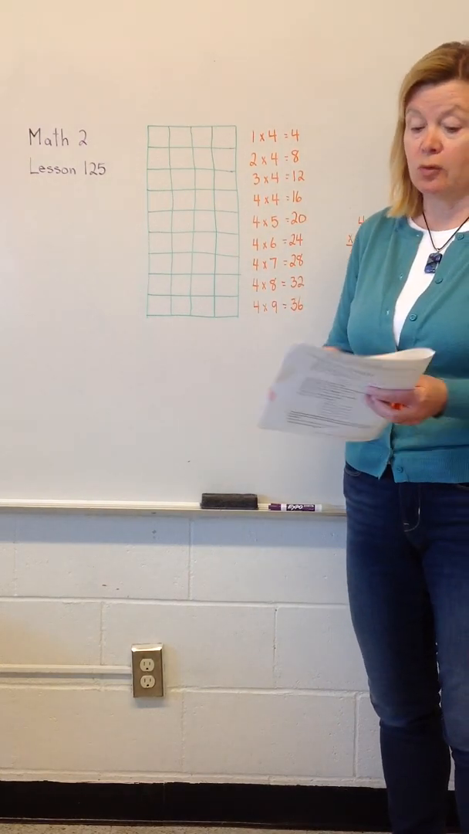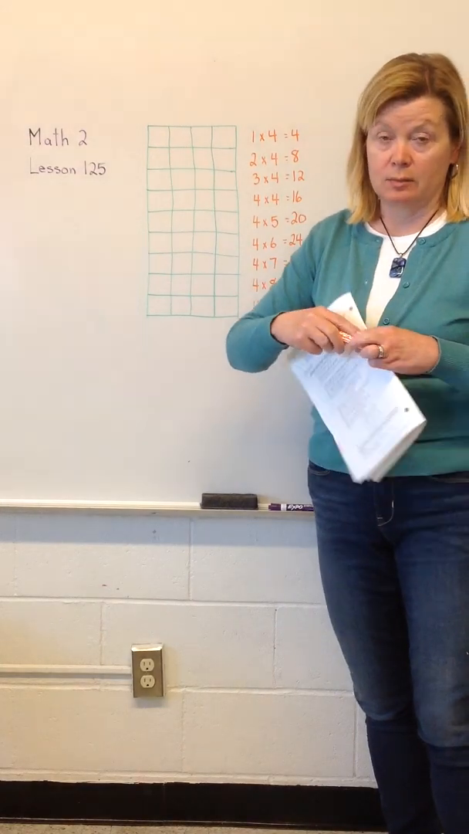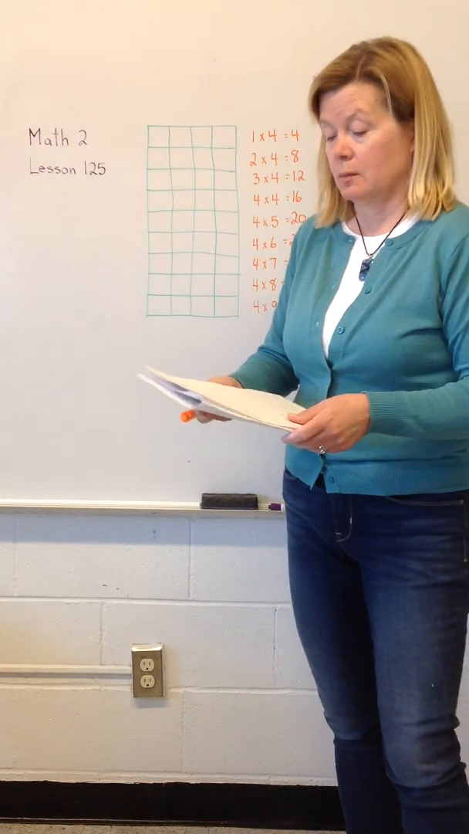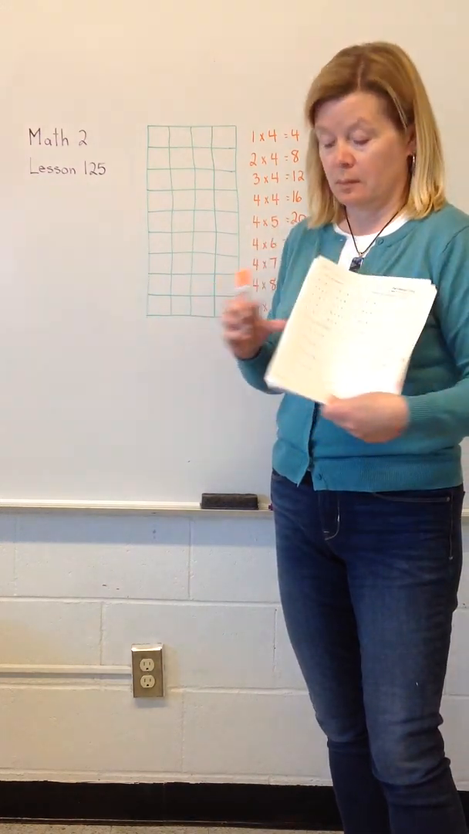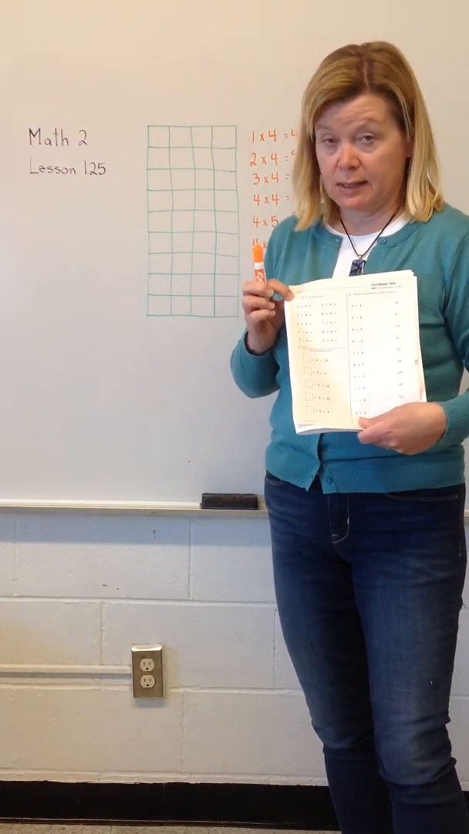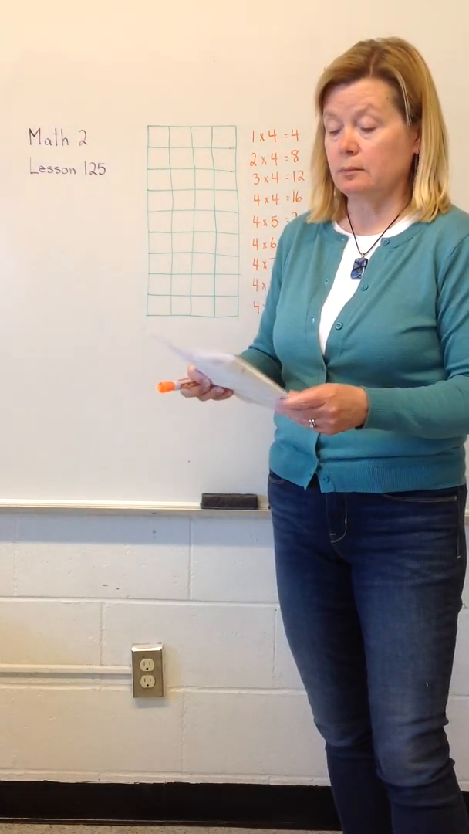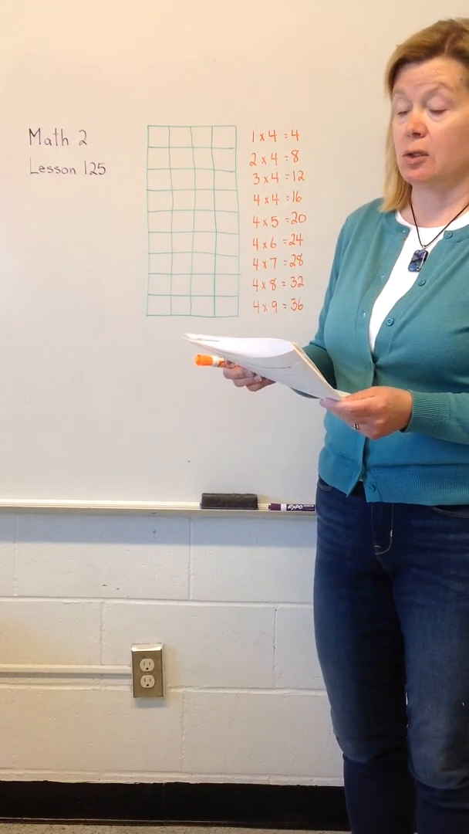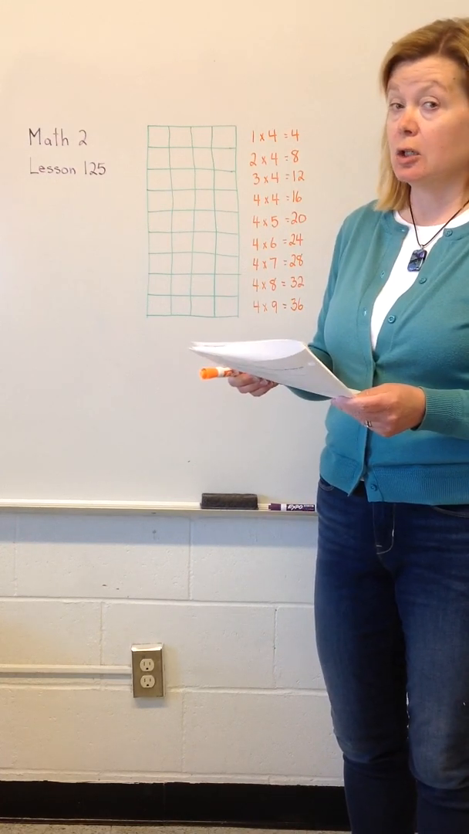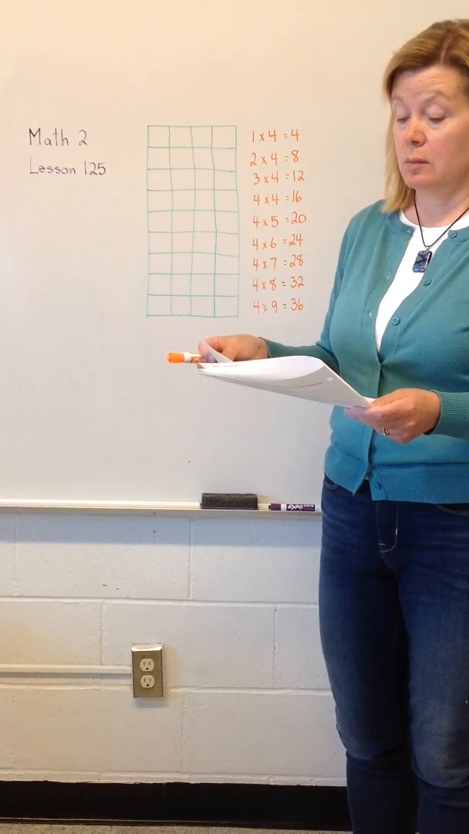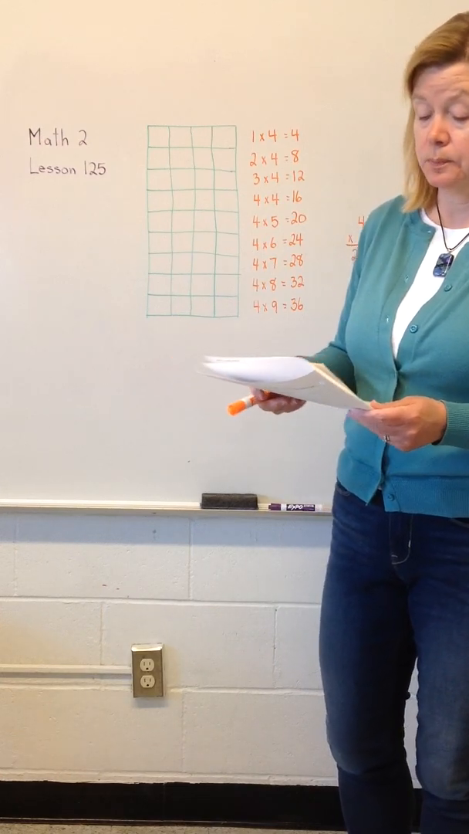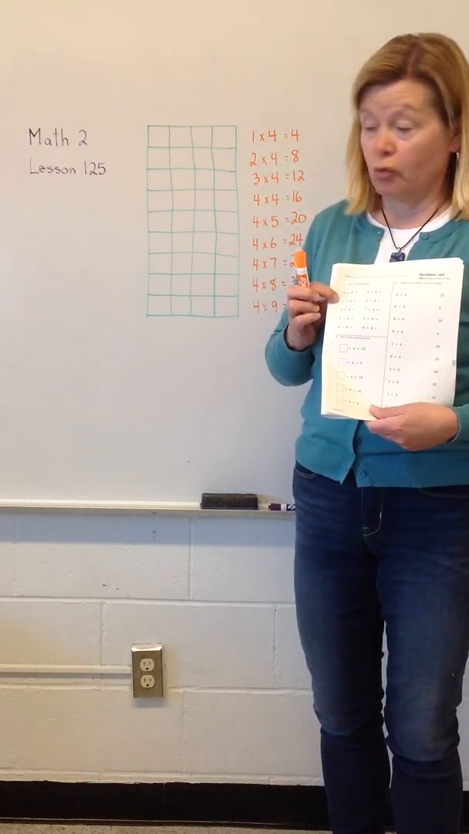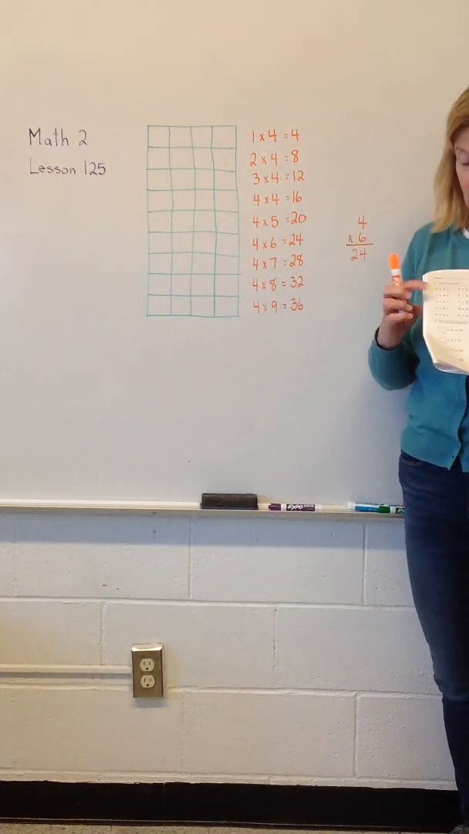Now it's time for your fact master. You get that out with a pencil, please? Here we go, we're in section number 1. Let's read the questions together and then you write the answers. So 0 groups of 4 is 0. 1 group of 4 is 4. Oh, I should stand over so you can see the answers.